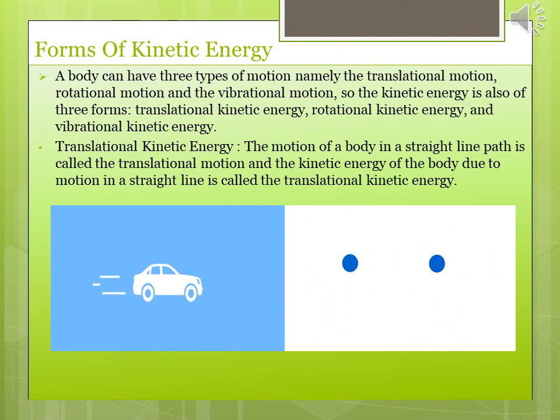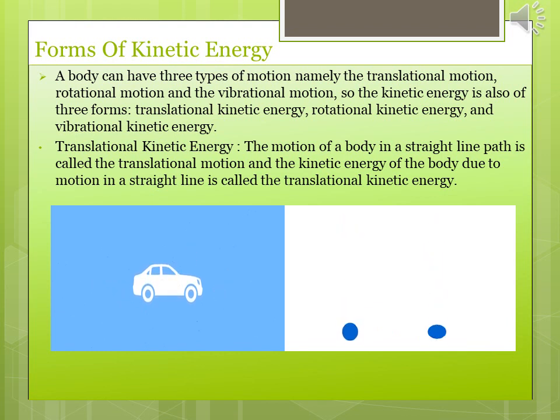Now in this clip, we will be discussing forms of kinetic energy. A body can have three types of motions, namely the translational motion, rotational motion, and vibrational motion. So, the kinetic energy is also of three forms: translational kinetic energy, rotational kinetic energy, and vibrational kinetic energy. The very first that we are going to discuss is translational kinetic energy.